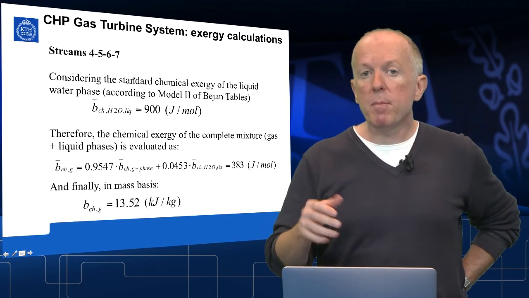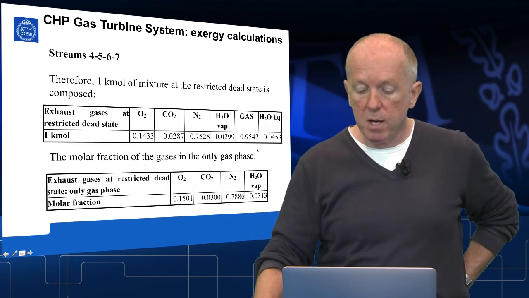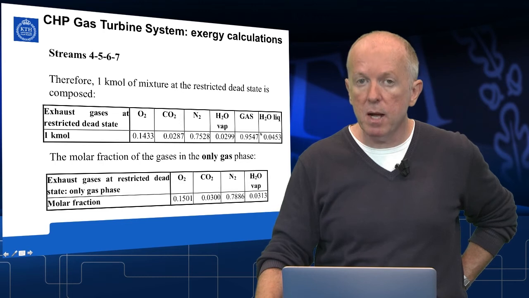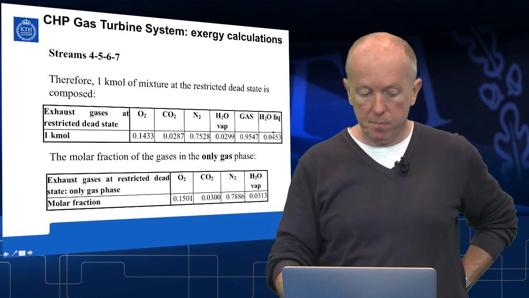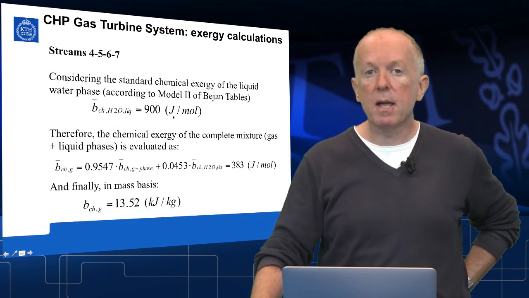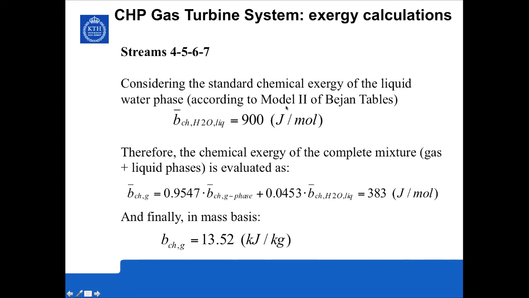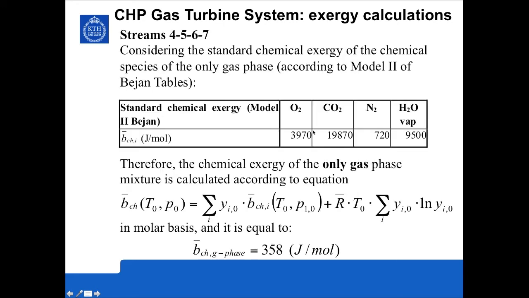Of course, we are not concluded, because remember, we still have to consider the last part of this stream, which is the water in liquid form. The water in liquid form has its value of chemical exergy. Again, I use the same reference, which is the table of Bejan, using model 2. And I obtain a value of 900 joule per mole. So I have all the data.